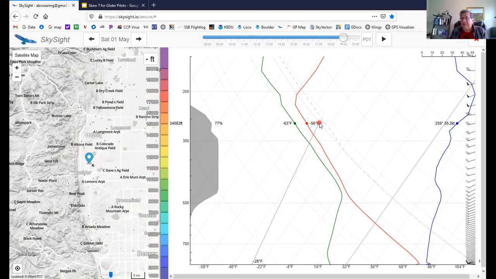So at any rate, that's kind of how to read a skew T, to watch it go through the day, to know where the trigger temperature is, to know if you're going to have clouds, high clouds, or cumulus clouds that are forming just because of the lift, and what the winds are going to do, and all that's in the skew T. So there's lots of great stuff in the skew T for the glider pilot.